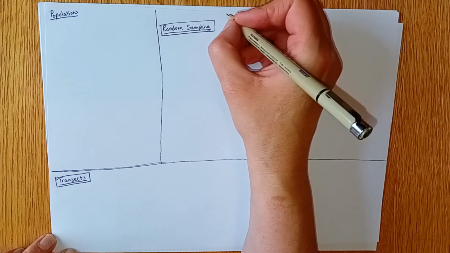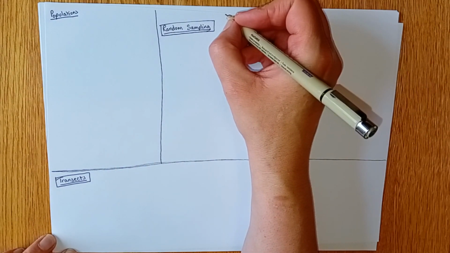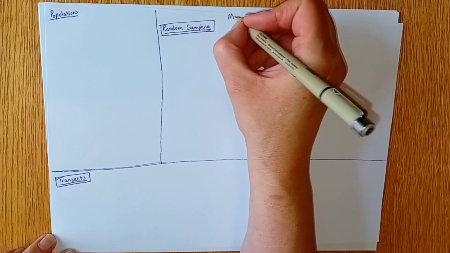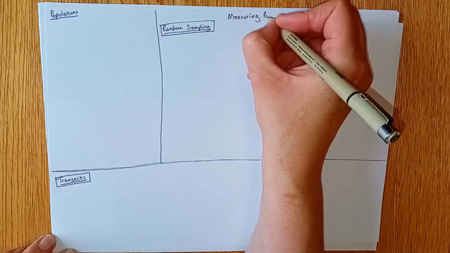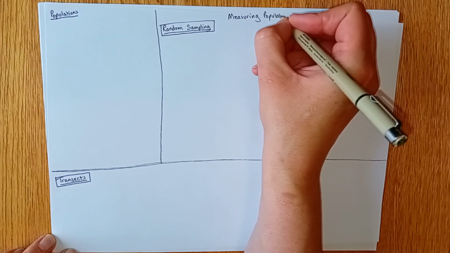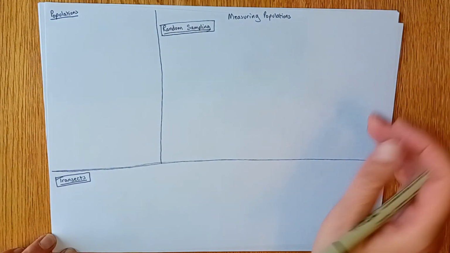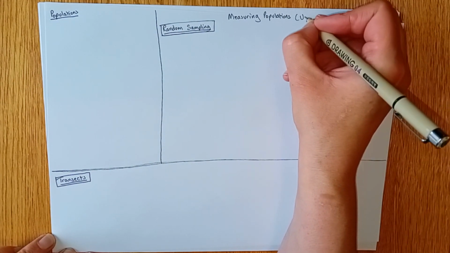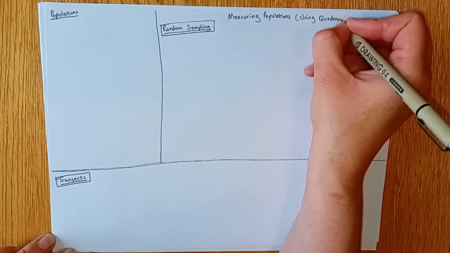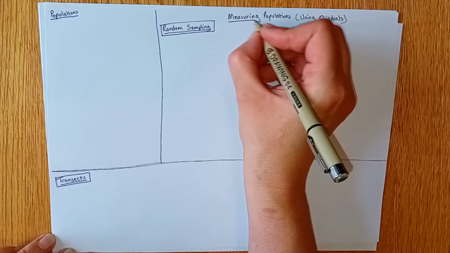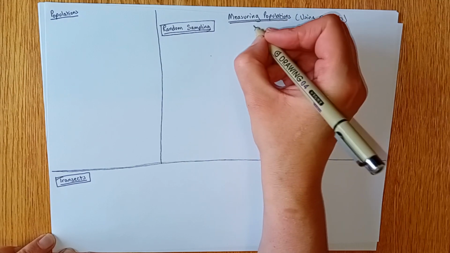So this whole knowledge organiser then is about using quadrats to measure populations. So I'm going to call it measuring populations. But by that, I mean using quadrats. So I'm going to put my title up at the top.